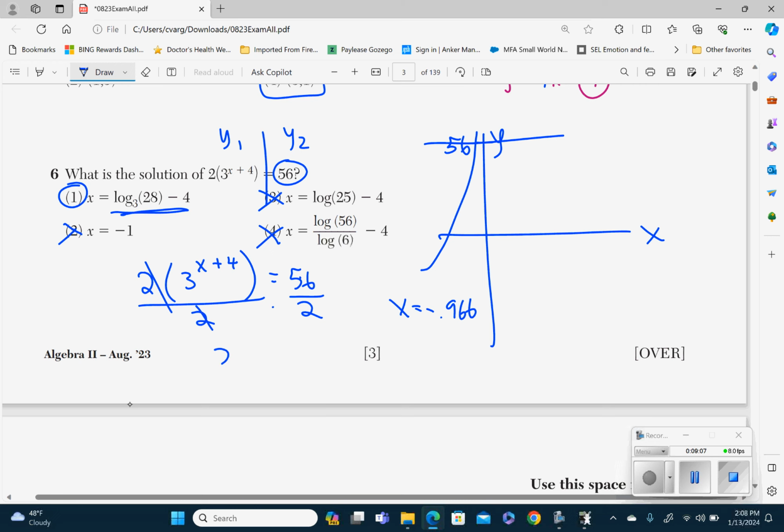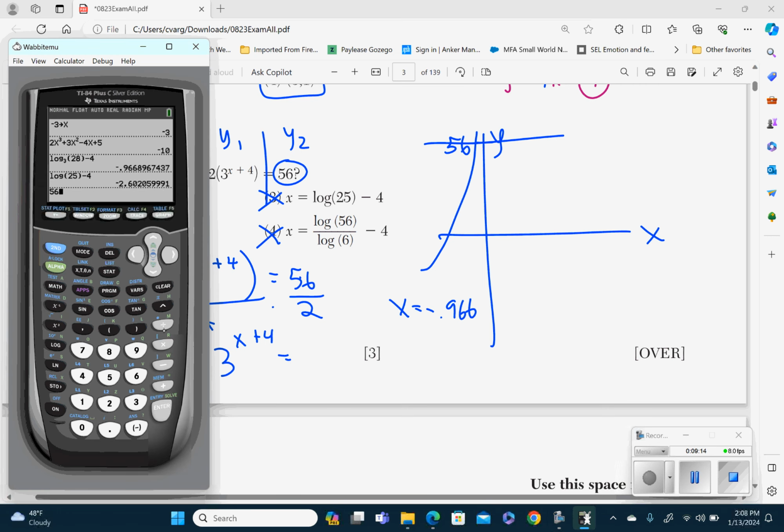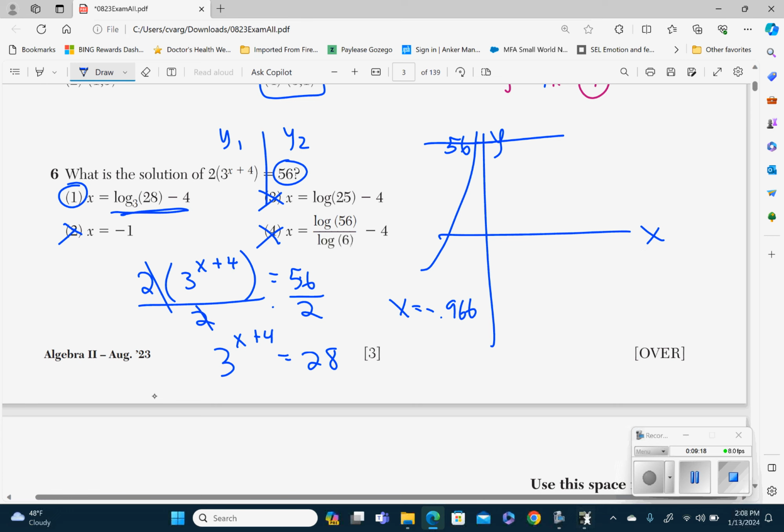So I have 3 to the x plus 4 is equal to 56 divided by 2. So if I go to my calculator, 56 divided by 2 is equal to 28. So I have 28 here. And then I'm going to rewrite this with a log.